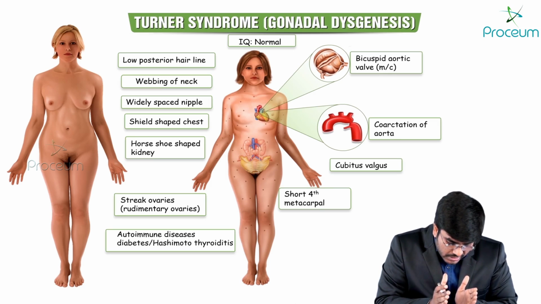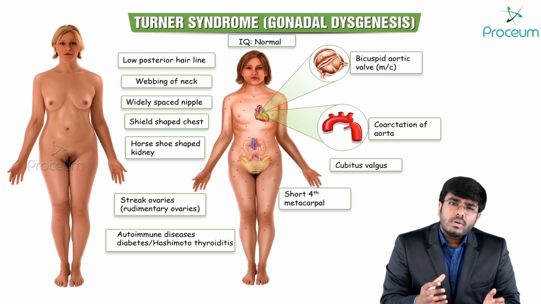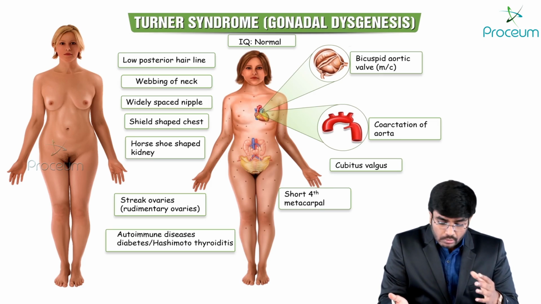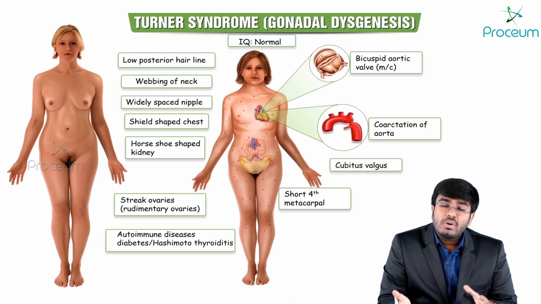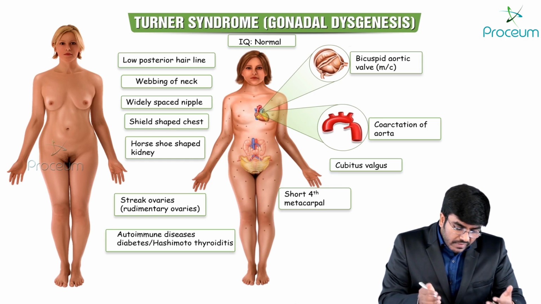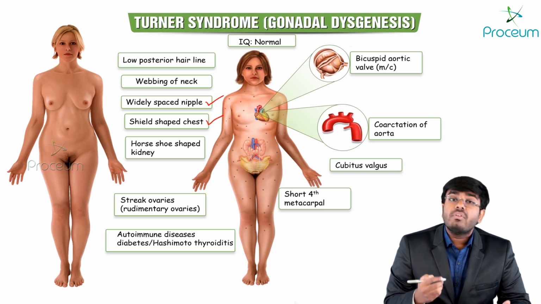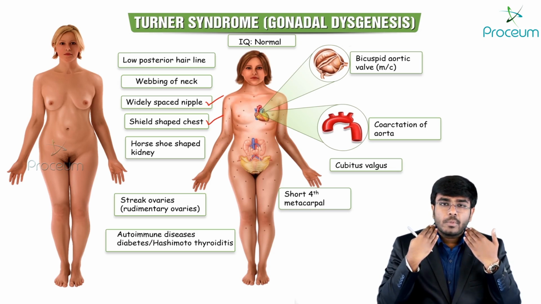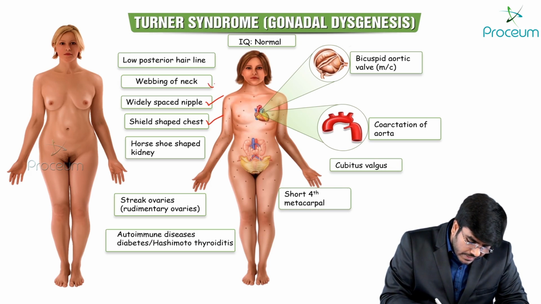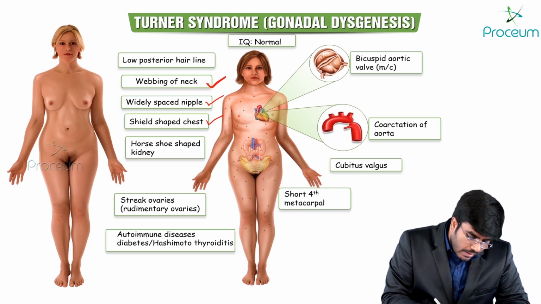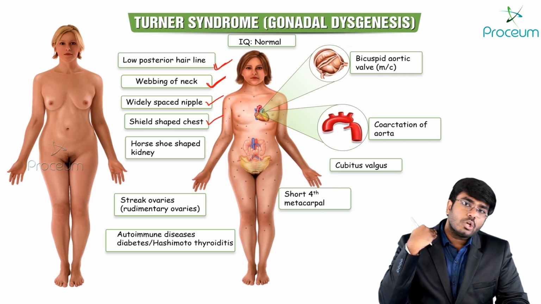She is short statured. Now, a complete female with 2X has normal breast development. Now, this female is going to have a shield-like chest, with widely spaced nipples. Okay, widely spaced nipples. Shield-like chest will be there. And now, if you concentrate on the neck area, there will be webbing of the neck. These Turner females will have a low posterior hairline. The hairline will be much lower.